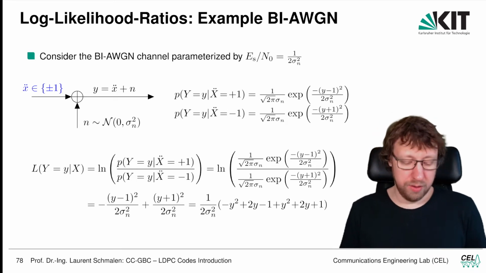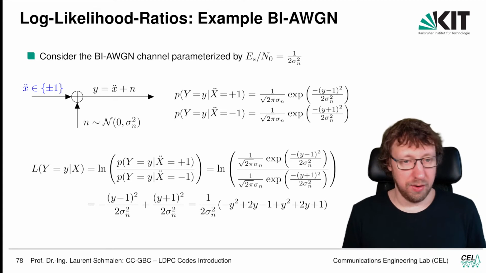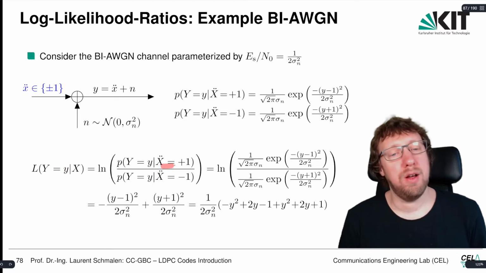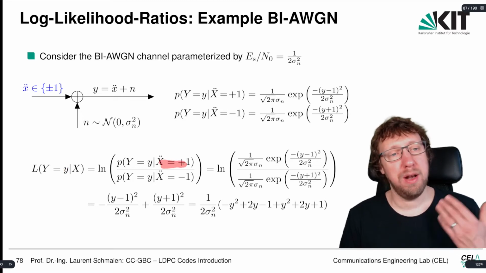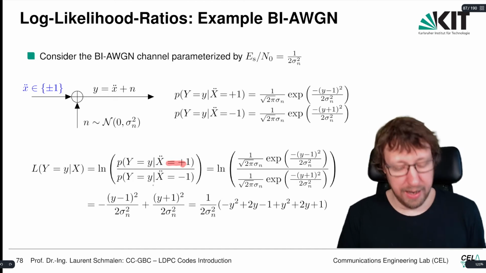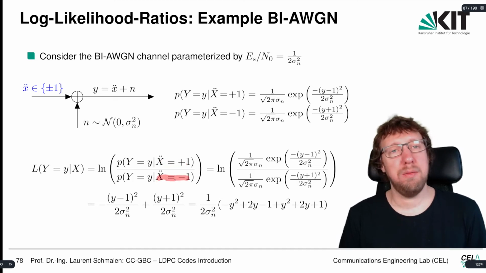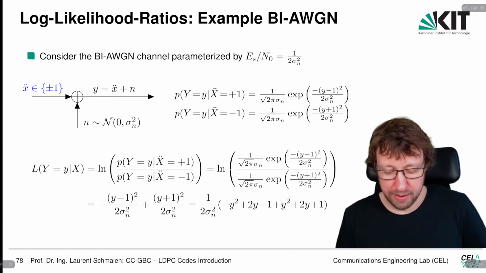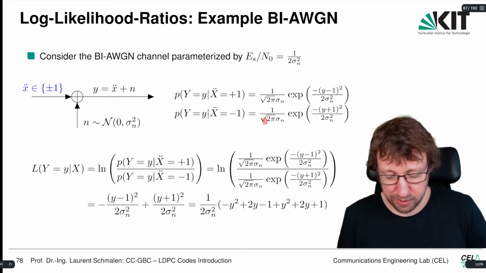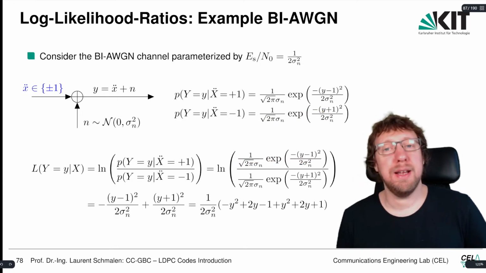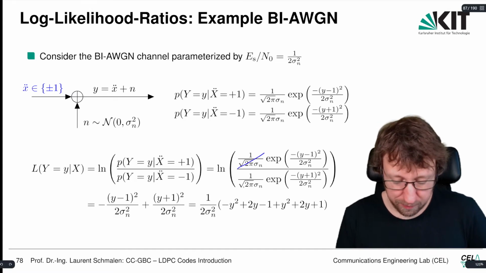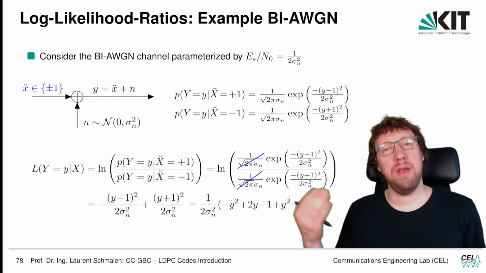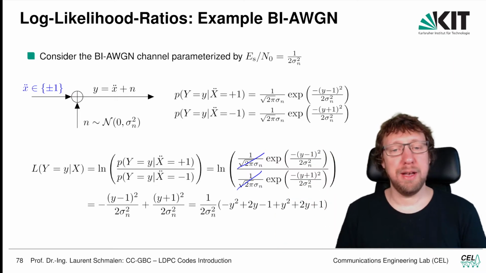And then we again just insert. So again, this holds for a specific y. And then we insert in the numerator x double dot equal to plus 1, and in the denominator x double dot equal to minus 1. And this is now the natural log of this term. So we just insert. And again, we see first that these normalization factors cancel, because we need the integral over the PDF to be equal to 1.